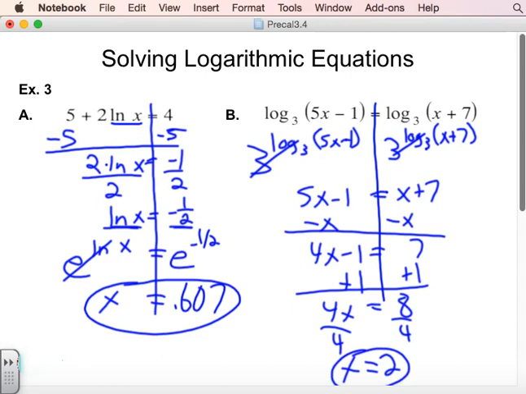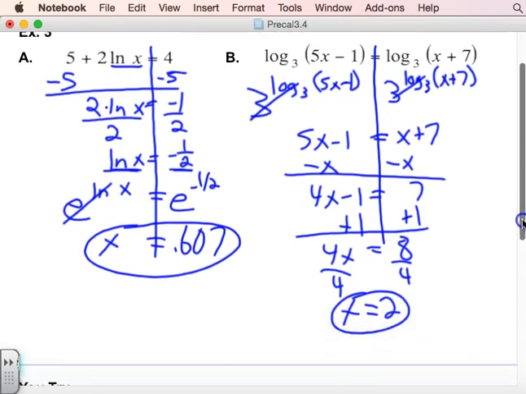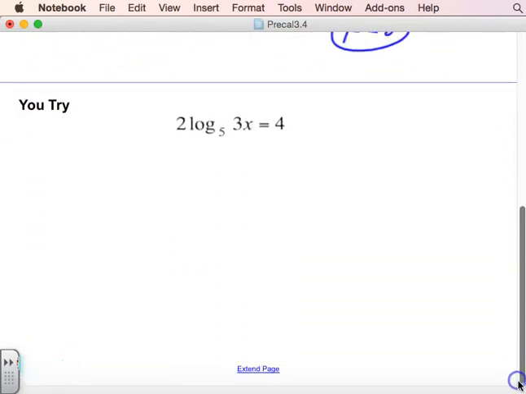Now on these also, right off the bat, you can tell that 5x minus 1 has got to equal x plus 7 because both of them are having a log base 3 done to them. So if I do the log base 3 of one thing and it equals the same log base 3 of another thing, those two things have got to be equal to each other. So we did it algebraically, but common sense tells us that 5x minus 1 has to equal x plus 7 if the log base 3 of each of them equal each other. So either way you want to do that's fine. Go ahead and try this one, pause it, and give it a try. Let me know if you need help.